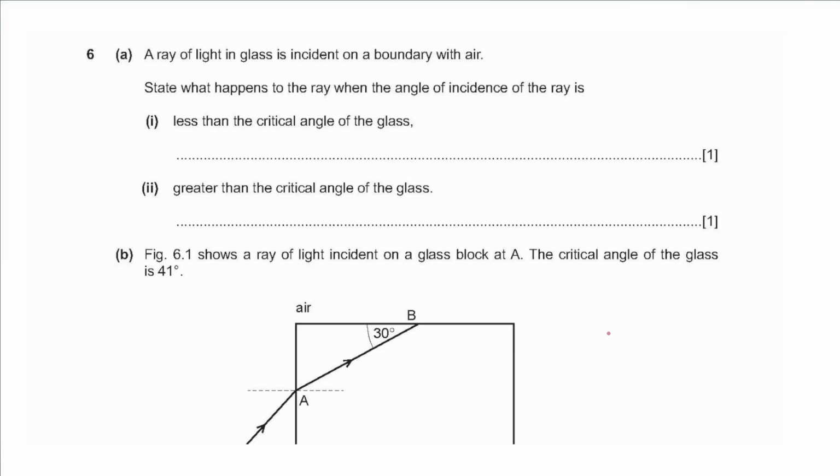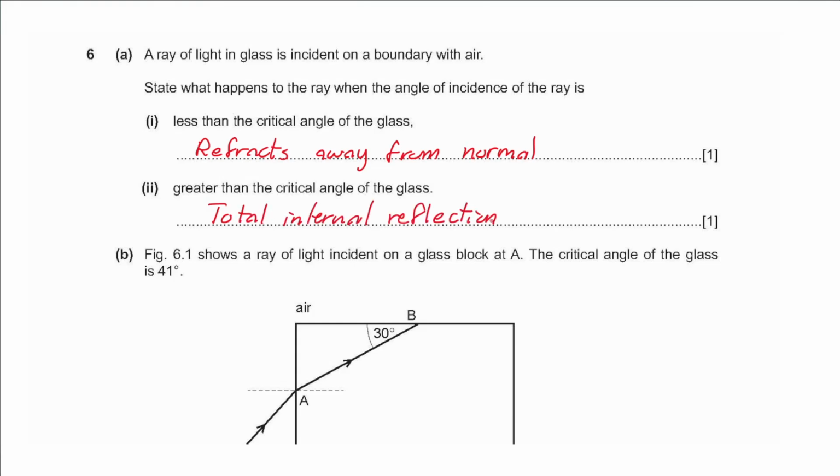Question 6a says a ray of light in glass is incident on a boundary with air. State what happens to the ray when the angle of incidence of the ray is less than the critical angle of the glass. So going from glass to air, we bend away from the normal. So we say it refracts away from the normal and speeds up. For double I, we say greater than the critical angle of the glass. We say that what happens is total internal reflection because we are moving from a denser medium to a less dense medium with an angle greater than the critical.